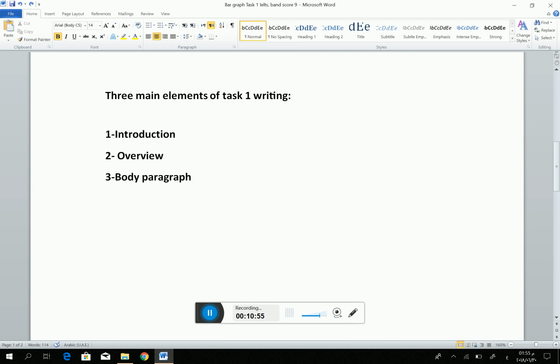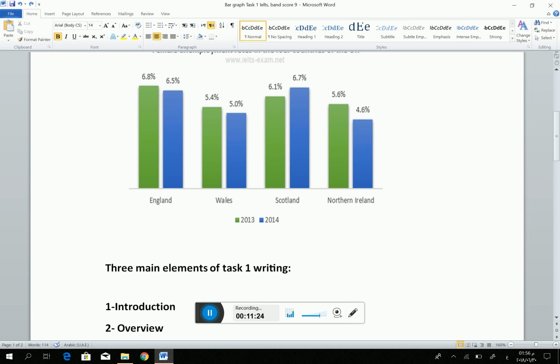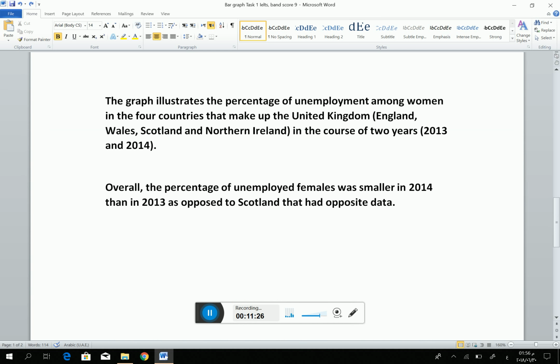You have the body paragraph. Your body paragraph can be at least 2 paragraphs. If you look again at the graph, you can write a paragraph about the decrease that happened in England, Wales, and Northern Ireland, and you have to use percentages and statistics. And the second paragraph can be about Scotland, because Scotland had an increase in the unemployment rate. Let's start with the body paragraph.